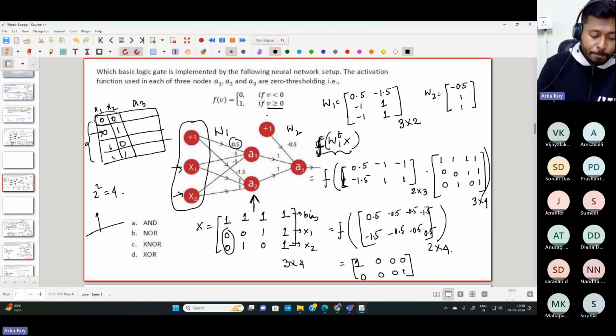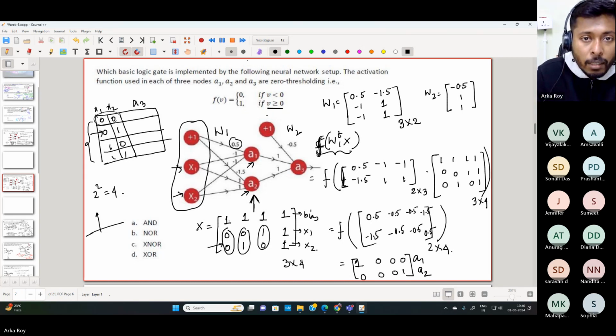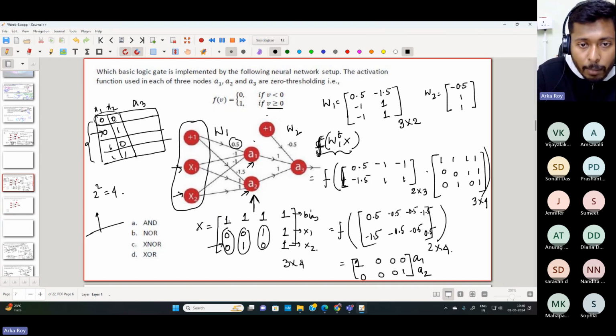Now you can see that you have 2 neurons in the second layer, so you are getting two outputs, A1 and A2. The first column corresponds to the first case, the second to the second case, the third to the third, and so on. So this particular row is A1, this particular row is A2. Fine, so let us go to the next phase. We have got to this particular part.